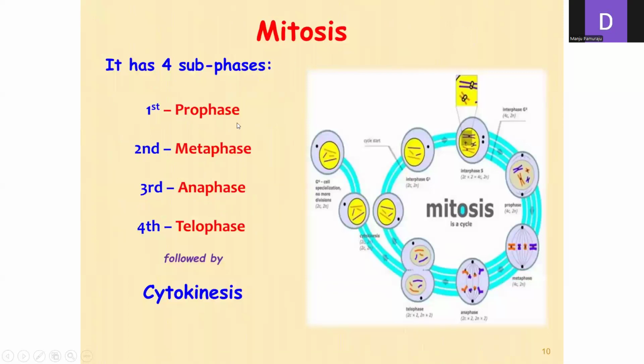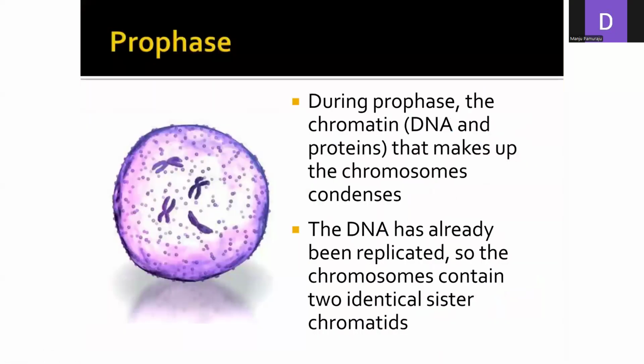That is the first phase, the prophase. Second one is the metaphase. Third one is the anaphase, and fourth one is the telophase. It is followed by the cytokinesis. Generally this order also they will ask. So the order of mitosis: prophase, metaphase, anaphase, and telophase.